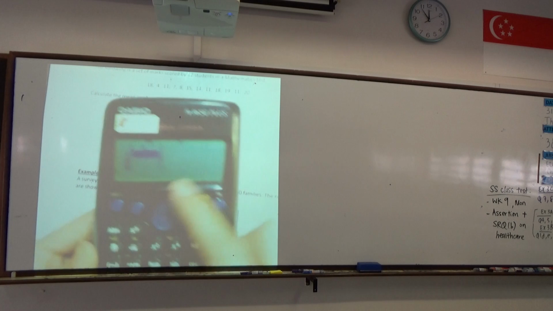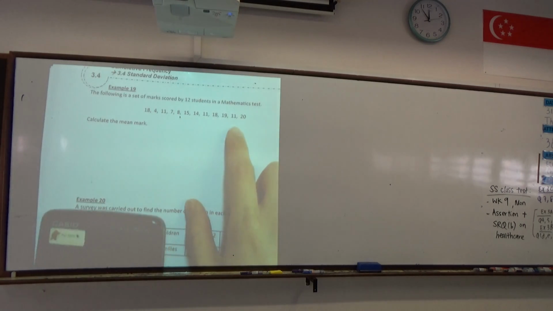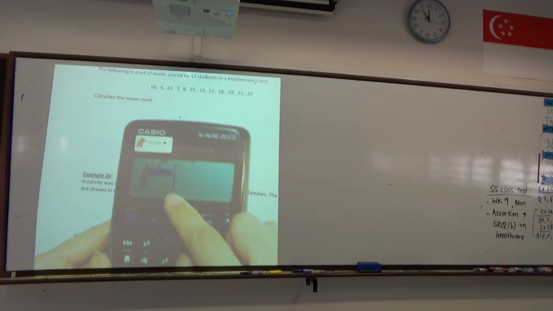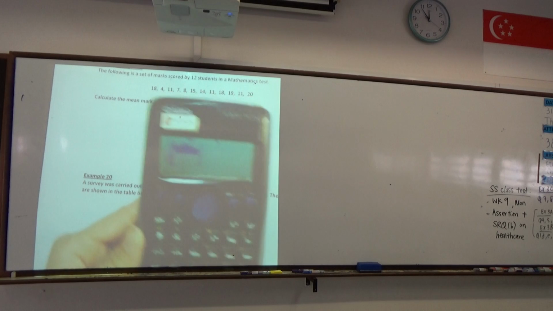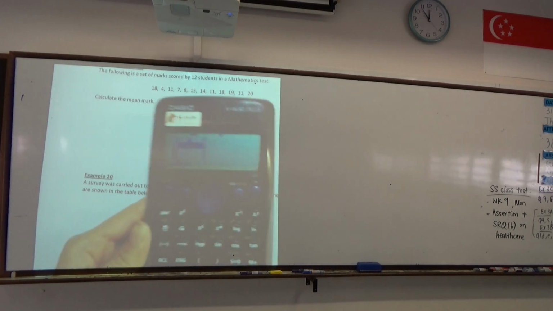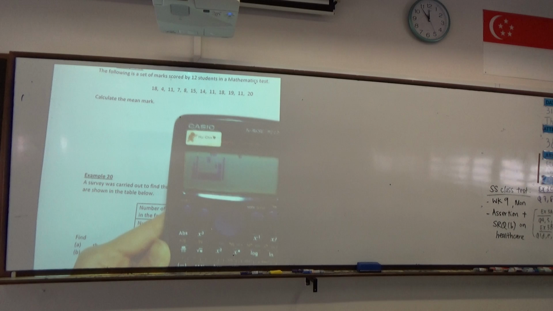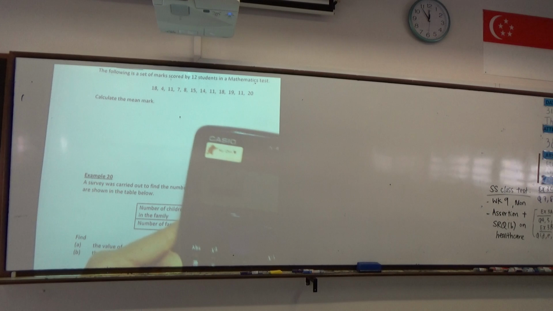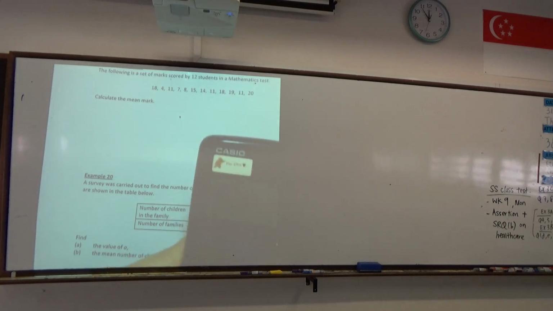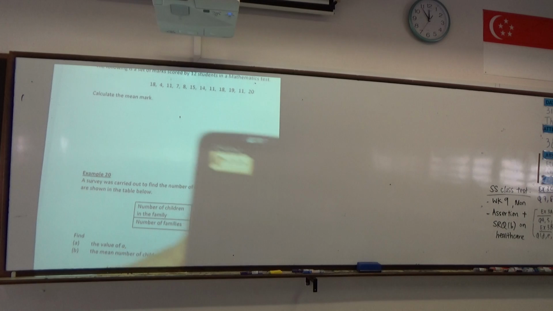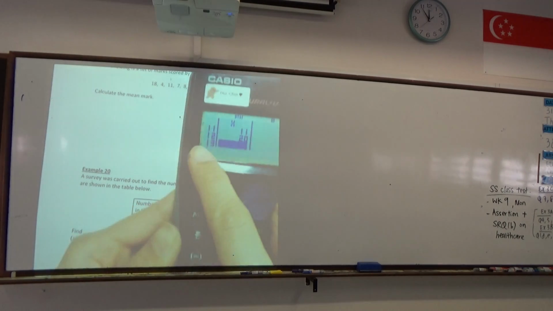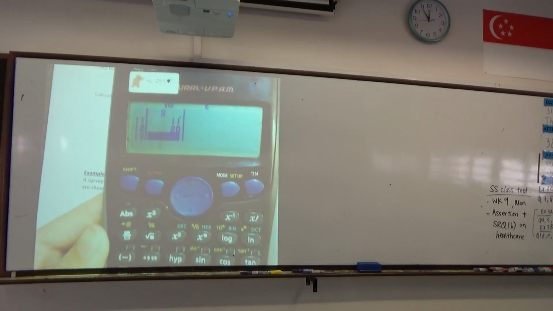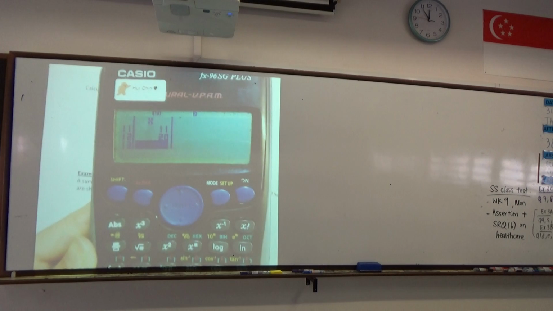In this particular case, you don't need the frequency because it is all singular. So I can just continue using this mode. I will key in 18, equal, 4, equal, 11, equal, 7, 8, 15, 14, 11, 18, 19, 11, and 20. There should be a total of 12 data, so you should be stopping at number 12. At this point, I have covered up to step number 3.